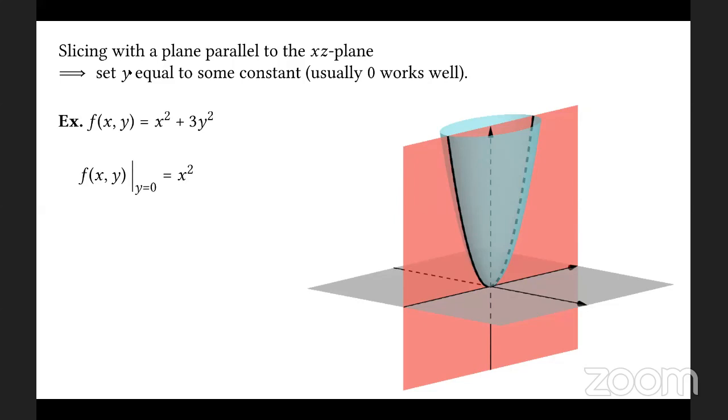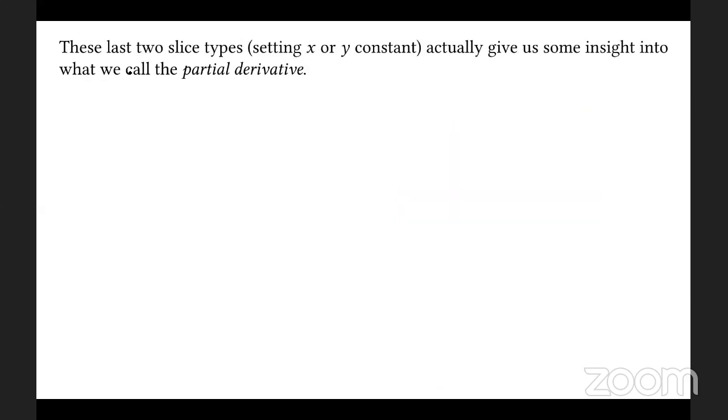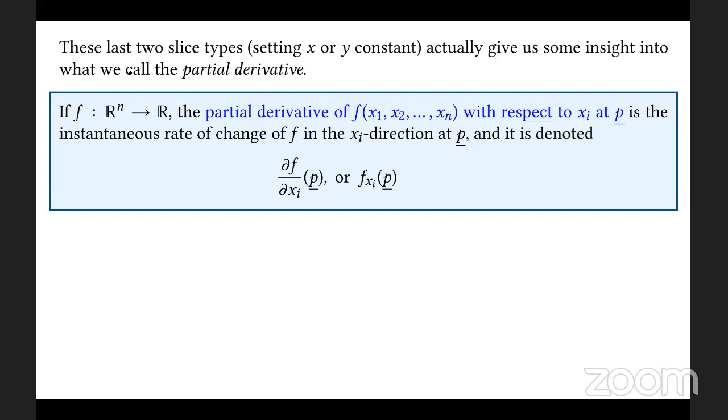Okay, good? All right. So these last two slices actually give us some insight into what we now know as the partial derivative. So this is the partial derivative, just the definition, so assuming that it exists. If f is a function from R^n into R, the partial derivative with respect to, let's say, x_i at some point p is the instantaneous rate of change of f, and by that we mean the thing that it's outputting, in the x_i direction at p. And this is the notation that we use, right?